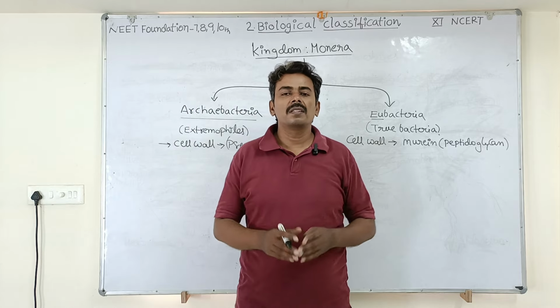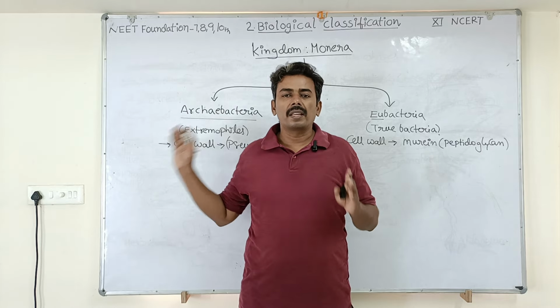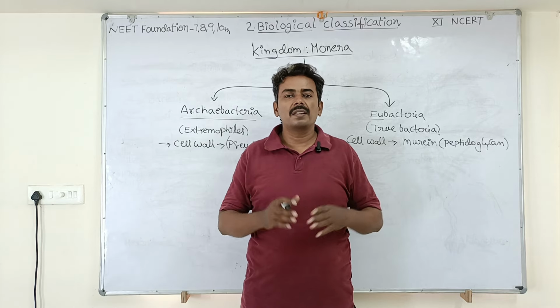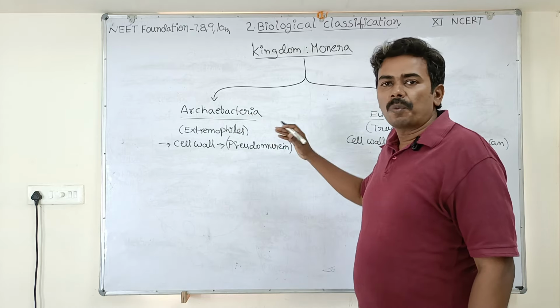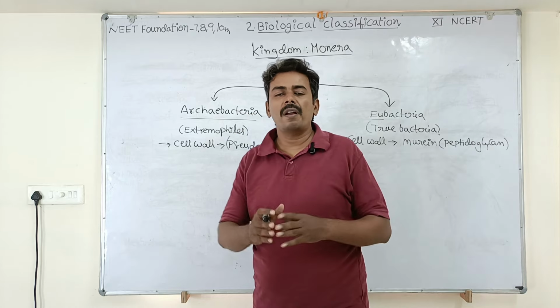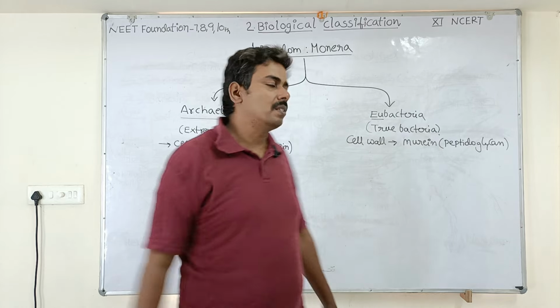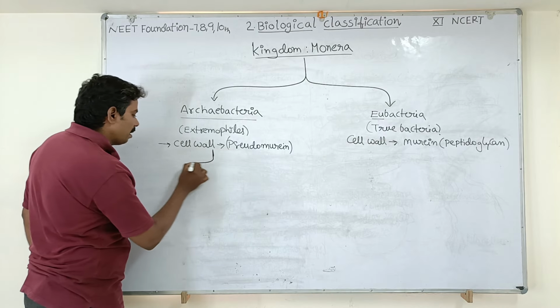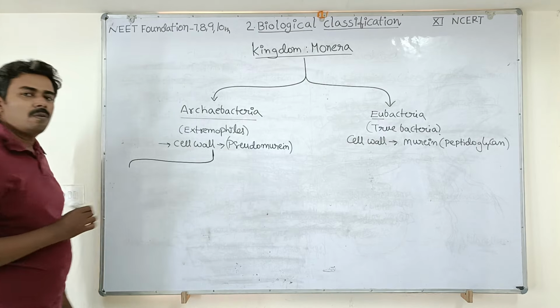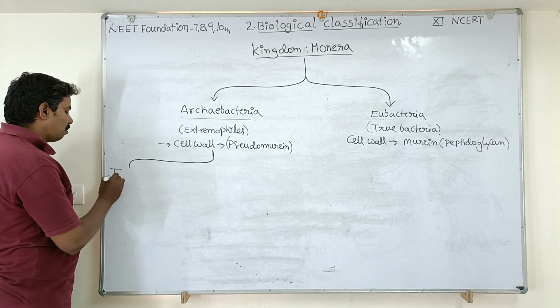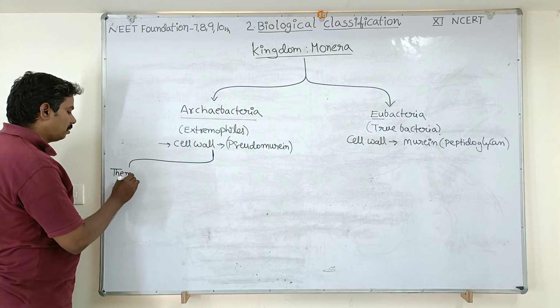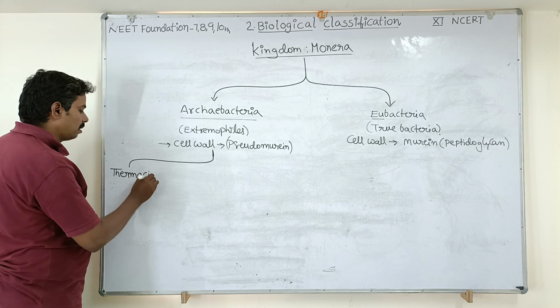Come on students, what character makes the archaebacteria survive in extreme conditions? That is the special kind of cell wall. Who is that? Pseudomurein. This is another important point for your NEET exam. Note down this. Archaebacteria can be classified into three groups based upon the habitats in which they survive. The first group of archaebacteria are thermoacidophiles.